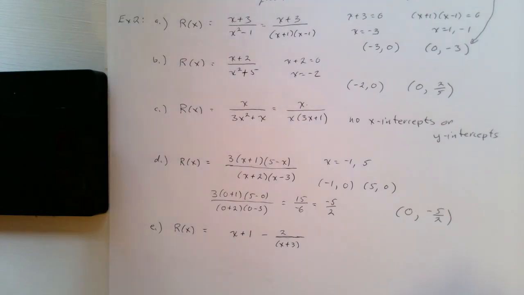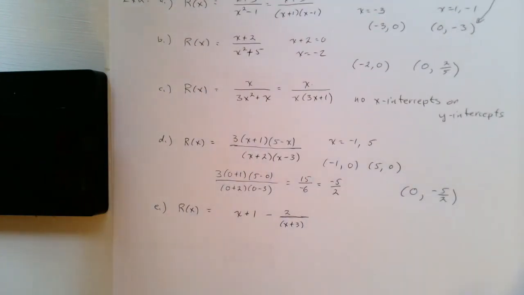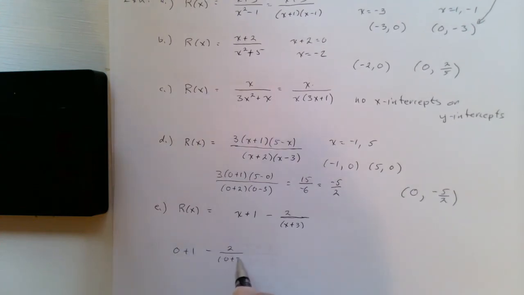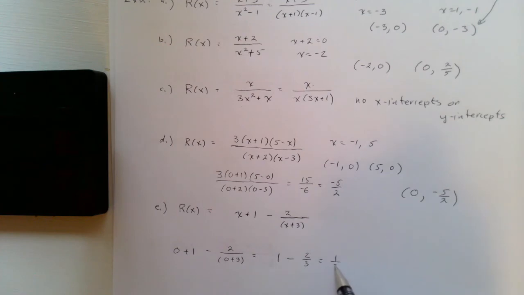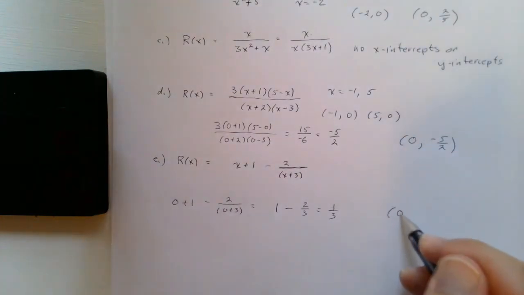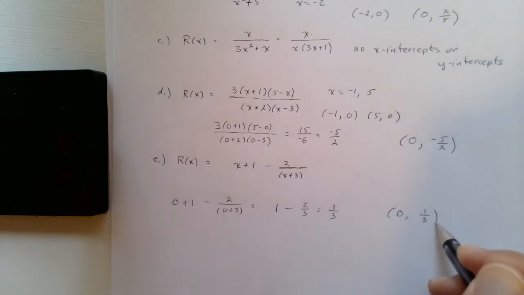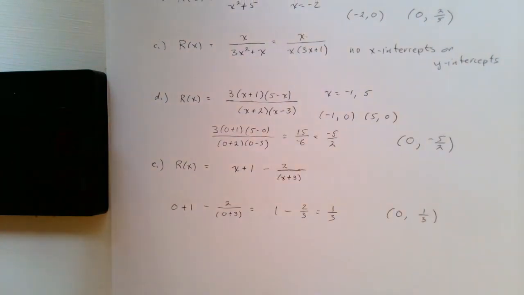All right. For the last one, let's find the y-intercept first, because that's going to be the easier one. 0 plus 1 minus 2 over 0 plus 3. That's going to be 1 minus 2/3, which I think is 1/3. So 0, 1/3 will be the y-intercept.